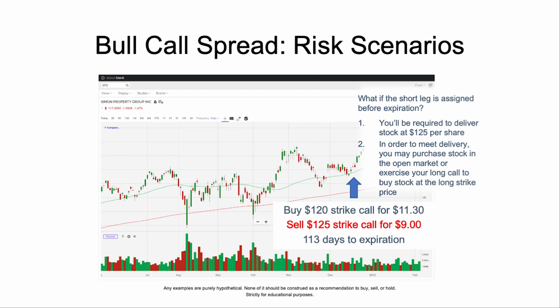But remember that you have a long call, which gives you the right to buy stock. So in order to meet delivery, you could either purchase stock in the open market, or you could exercise your long call and then purchase the stock for $120.